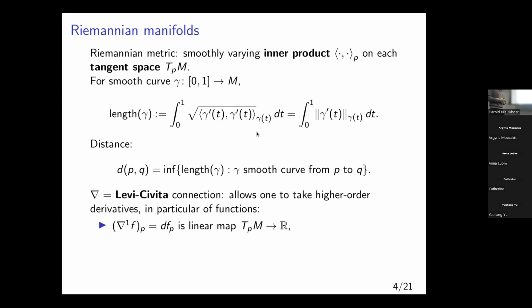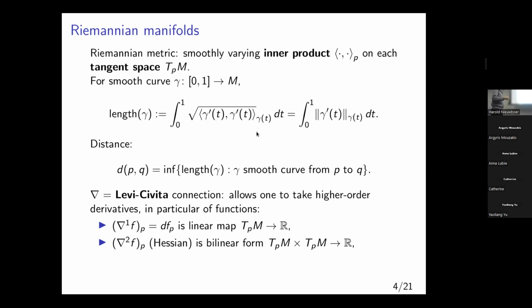Now, what this metric buys you is not just a sense of distance, but it actually buys you something more. It turns out that you can define some funny object, which is called the Levi-Civita connection. What this basically allows you to do is, rather than just taking first order derivatives of functions, as I was able to define on the previous slide, you can now also define higher order derivatives of functions. The first order derivative just coincides with what you would expect from the previous slide, essentially by definition.